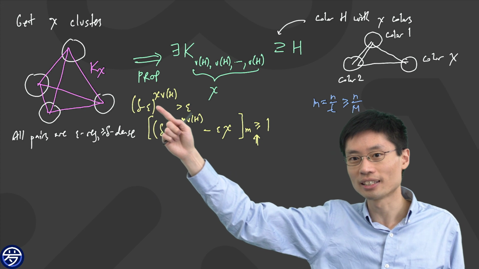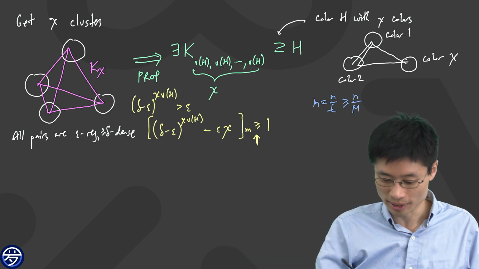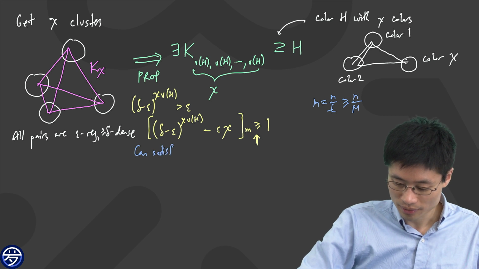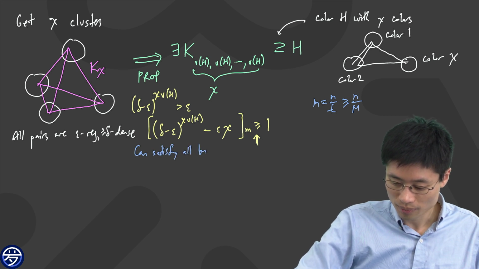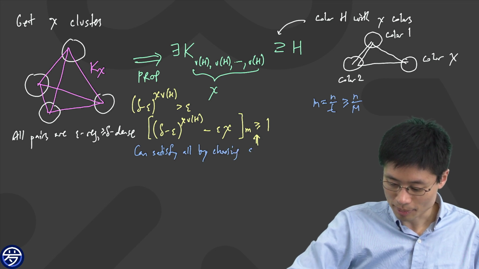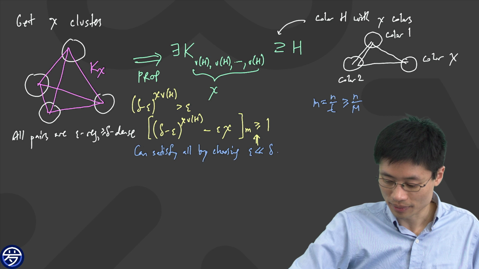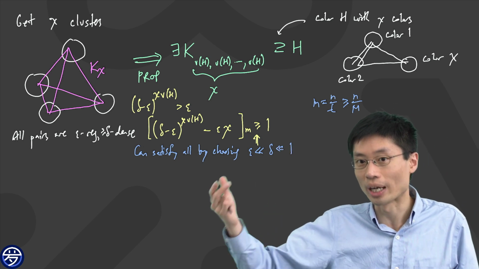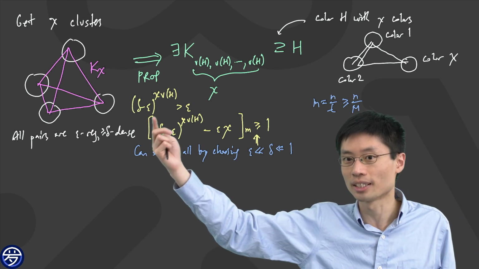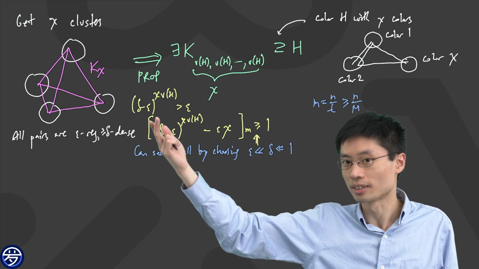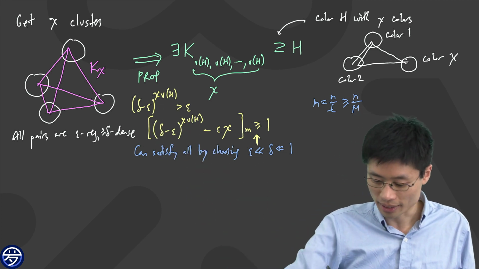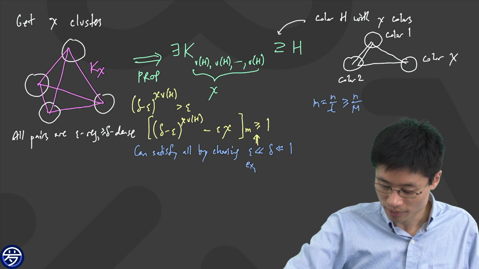I can satisfy all of these conditions by choosing this epsilon much smaller than delta, and delta much smaller than 1, and you could do it even in a very definite way. You could actually write down an explicit formula for delta in terms of epsilon, or epsilon in terms of delta, whichever you pick, which just uses these exponents. And this you can do explicitly if you want.